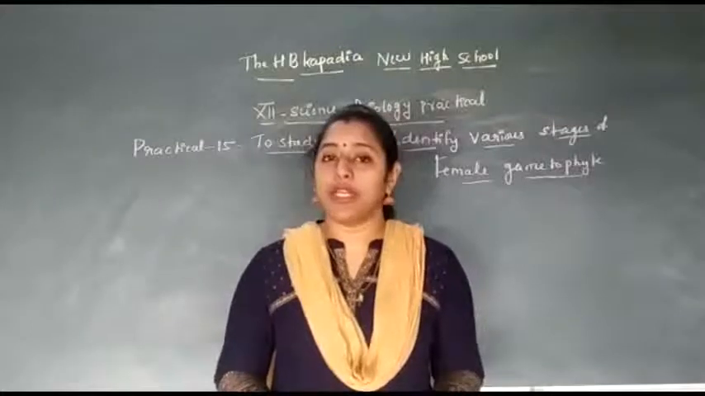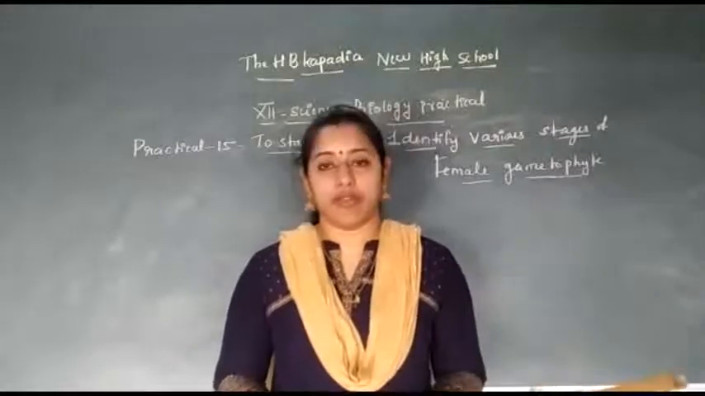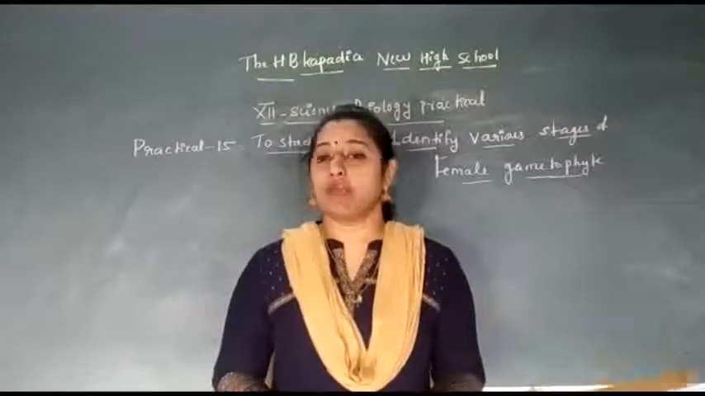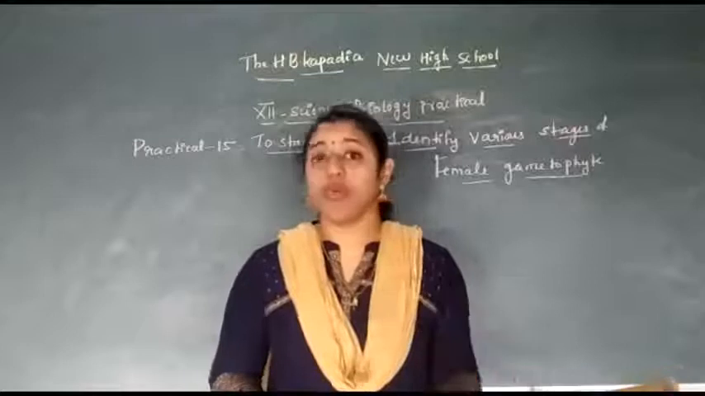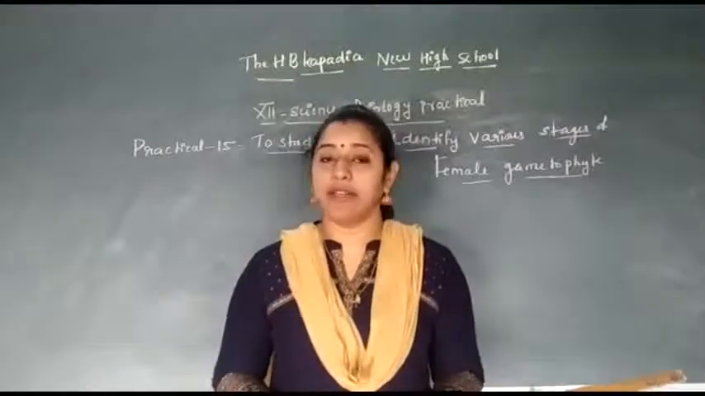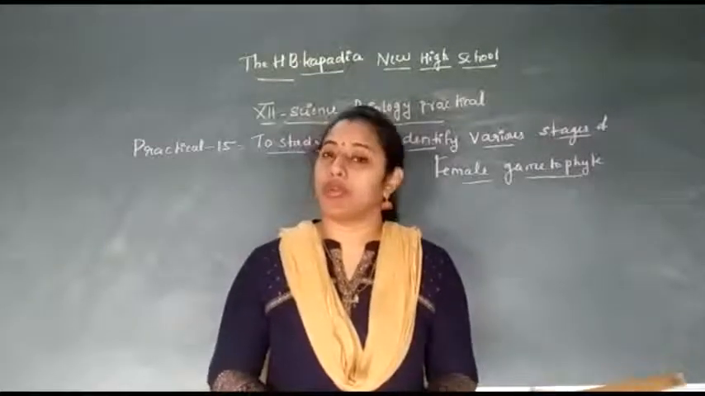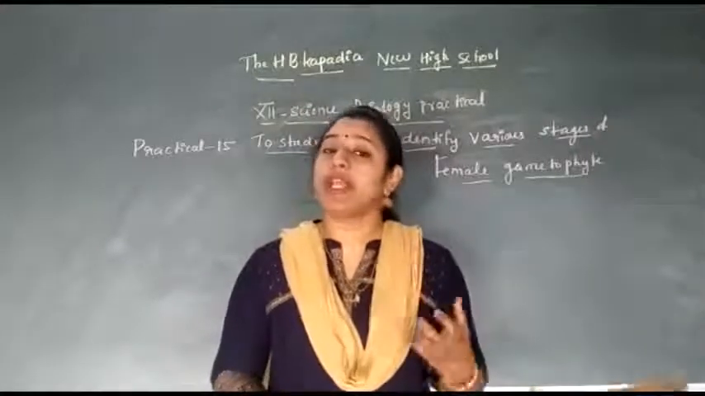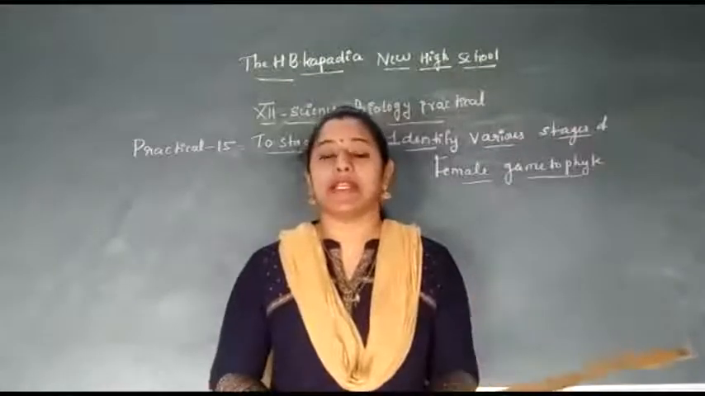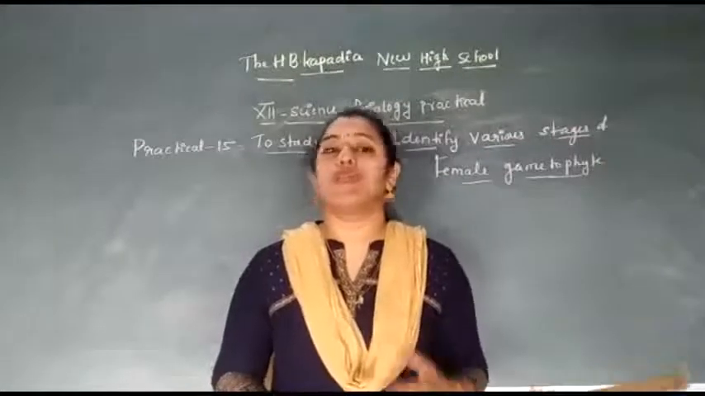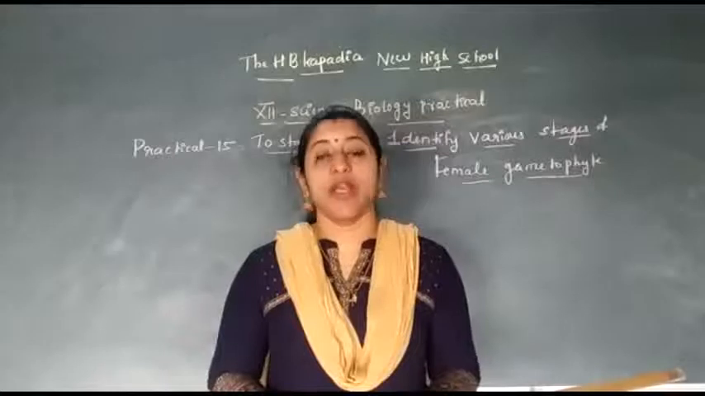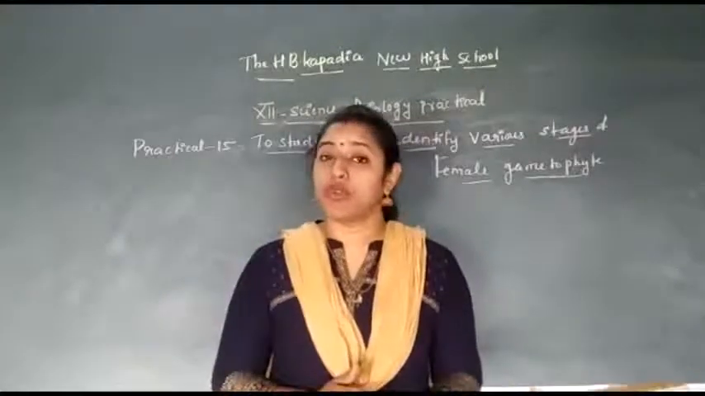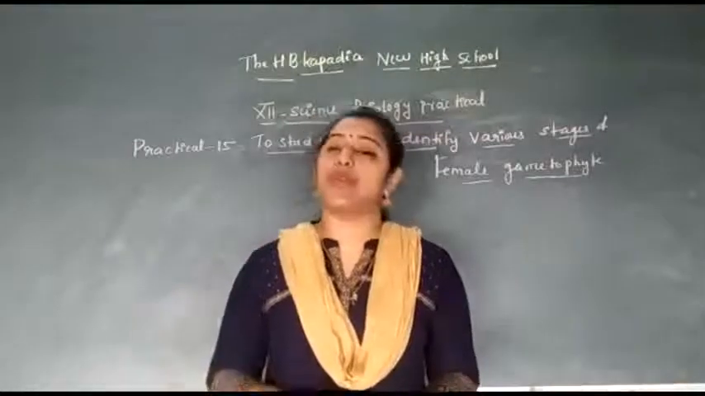There are normally two types of female gametophyte. First one is called orthotropous female gametophyte or orthotropous ovule, and then anatropous ovule or anatropous female gametophyte. The development of the female gametophyte is taking place when there is development of ovule. So what is the difference between an orthotropous ovule and anatropous ovule?